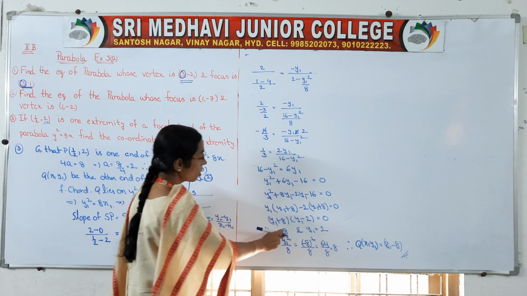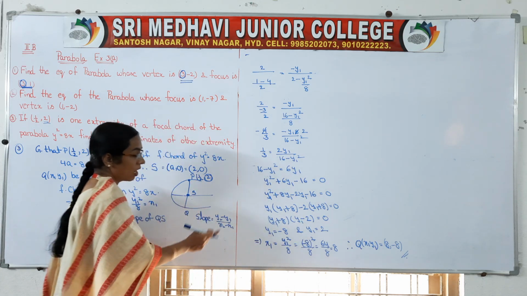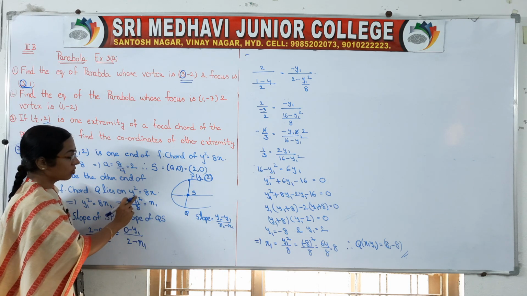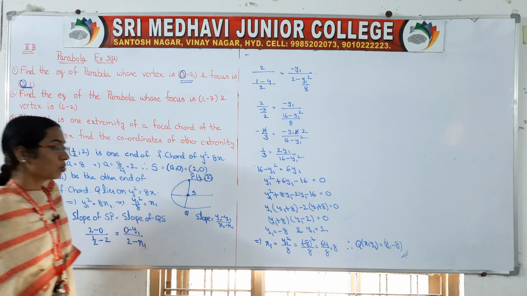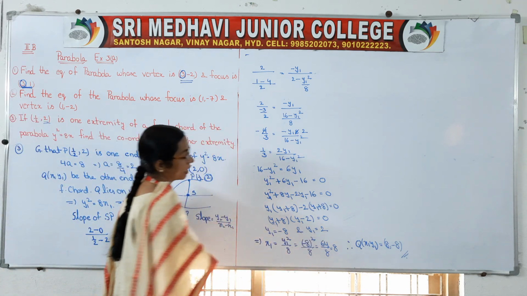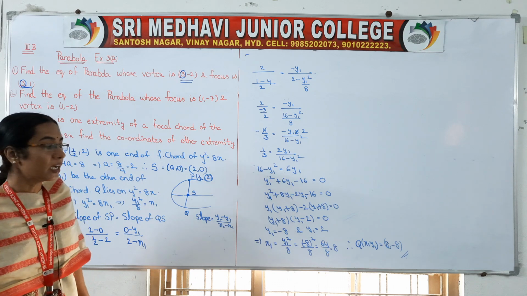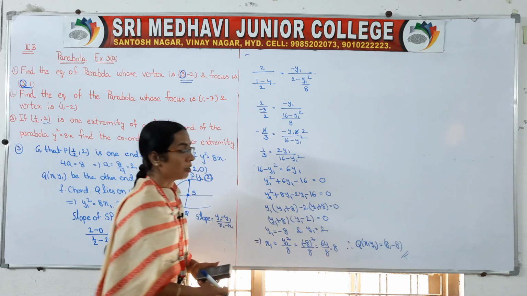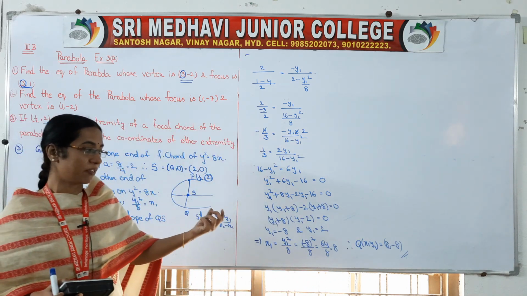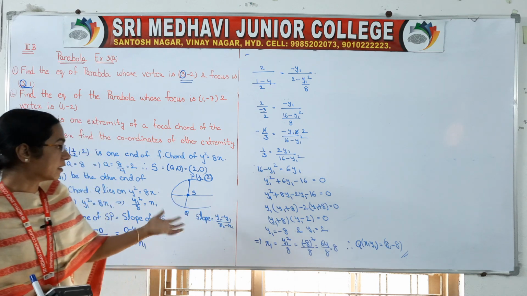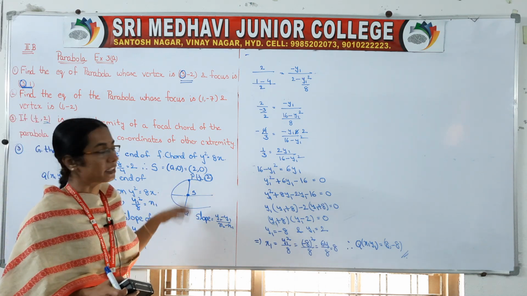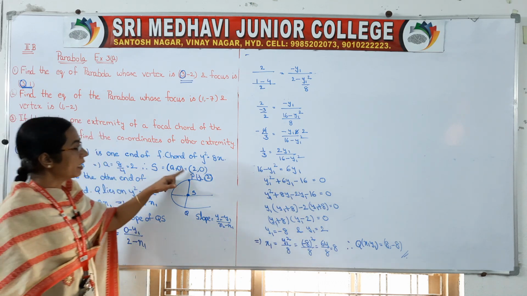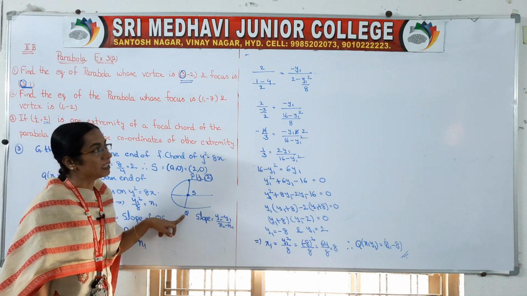So y1 is equal to minus 8. Try to find x1. How can we find it? There is one formula we derived from the given information: x1 is equal to y1 square by 8. So here you substitute your value, then it is 64 by 8, that is nothing but 8. So the other end is 8 comma minus 8, Q x1 y1. That is, 8 comma minus 8 is the other end of the focal chord. The chord which passes through the focus is called a focal chord. One end is given to us, we have to find the other end.